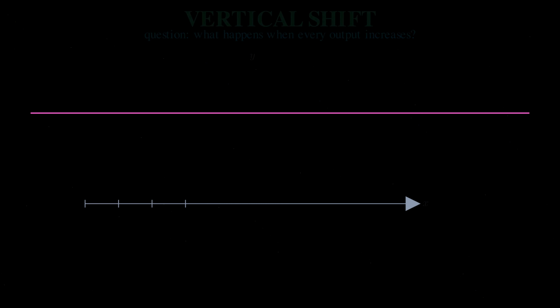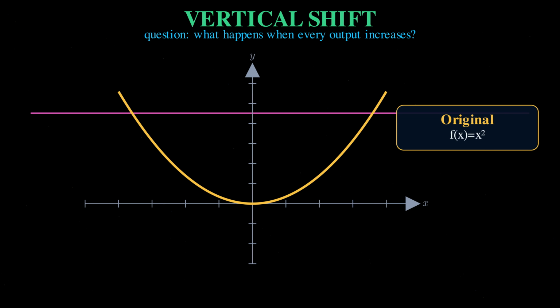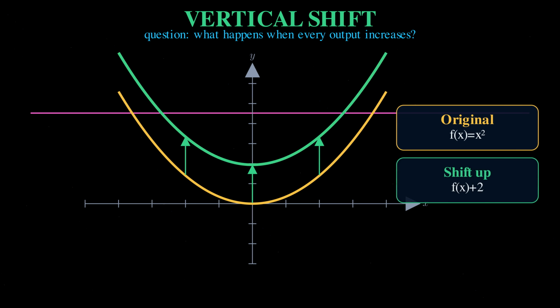The first transformation is a vertical shift. Ask, what happens if every output increases? If we add a number outside the function, the graph moves up. For example, f of x plus 2 means every y value becomes 2 units larger. The x values stay in the same place. Only the outputs move upward.